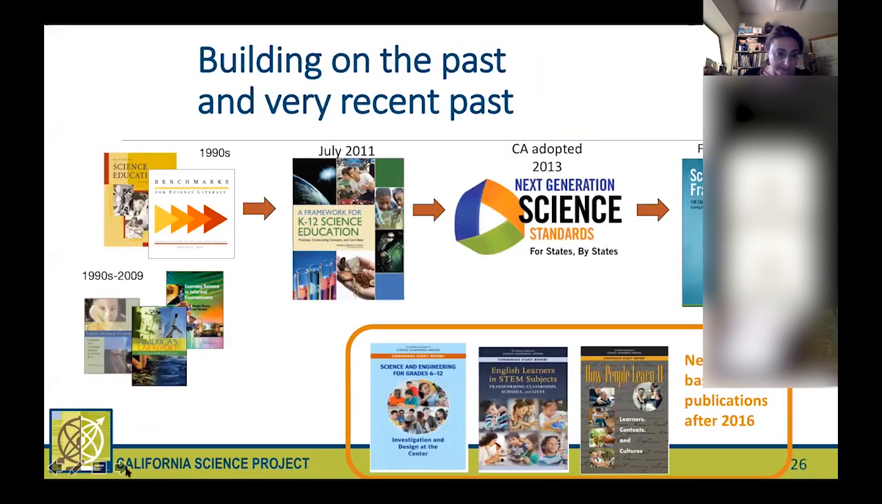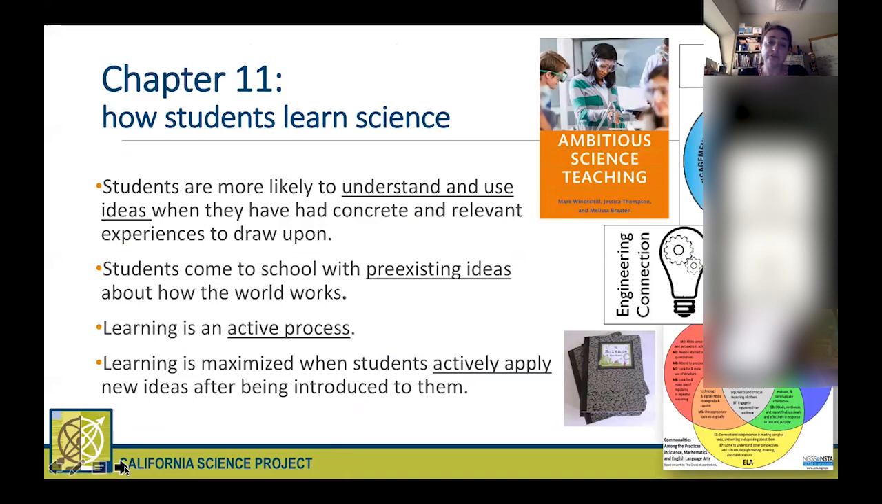Sorry, here it is. For the next few slides, I wanted to focus on very specific key elements of Chapter 11 of the California framework that relates to how students learn science. In the California Science Framework, we have highlighted how students are more likely to understand, use ideas, and retain those ideas if they have experiences related to that.